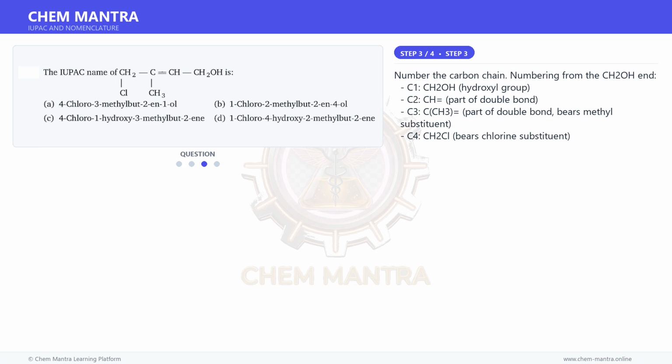Number the carbon chain, numbering from the CH2OH end. C1: CH2OH, hydroxyl group. C2: CH, part of the double bond. C3: C(CH3), part of the double bond, bears the methyl substituent. C4: CH2Cl, bears the chlorine substituent.